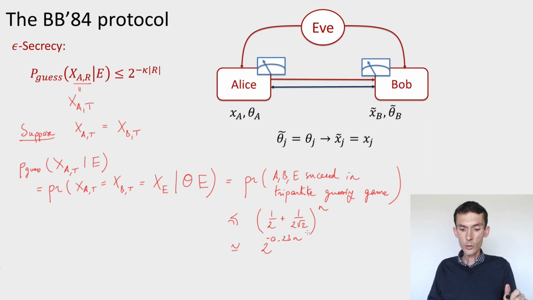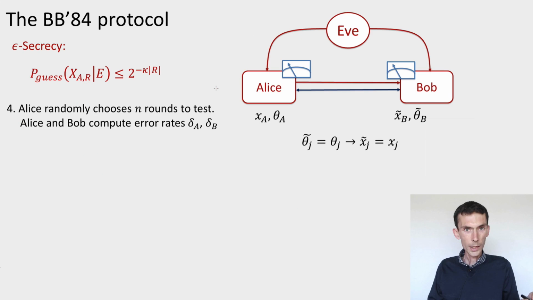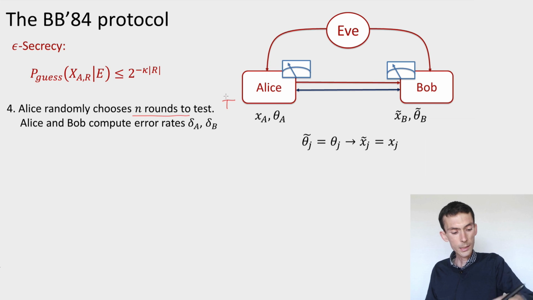And that establishes security. Of course, there are still these two simplifying assumptions. In practice, we know that these are not going to hold. Alice chooses some rounds to test. These are the set T, and we're going to observe some error rate that Alice will observe, delta_A, and delta_B. In that case, you get a slightly weaker result.